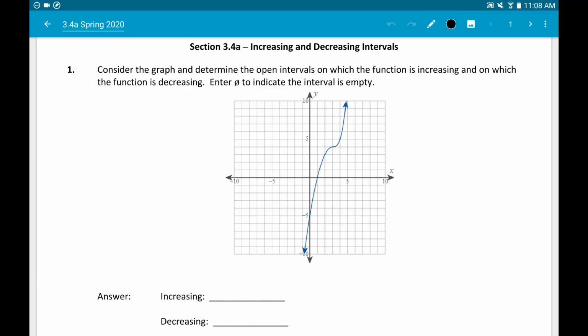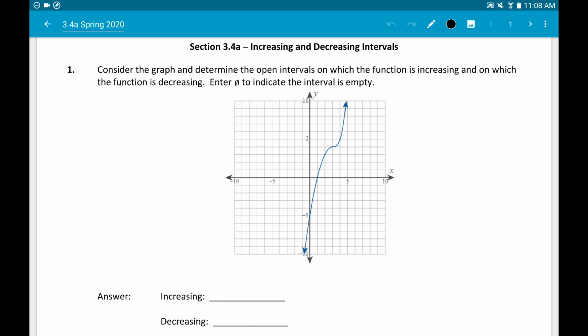Hello everyone. We're going to be looking at section 3.4a, increasing and decreasing intervals. So this is kind of where we start taking the derivative and using the information from the derivative. If you remember, when we first talked about derivatives, derivatives stood for instantaneous rate of change. So in other words, they give you the slope on the graph at any given point.